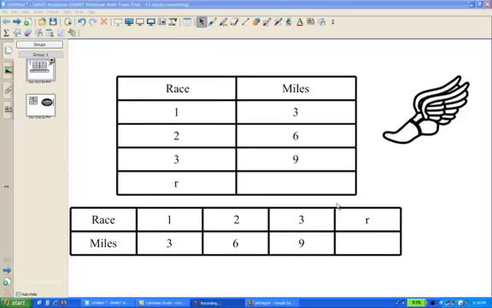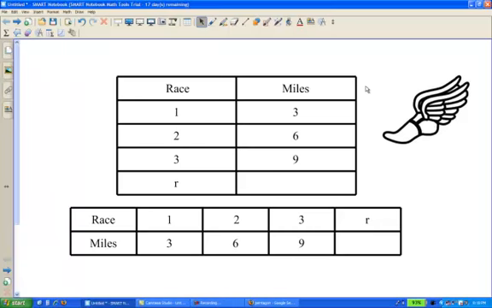A little known fact about myself, I used to love running cross country. I used to do that in high school. And each race we ran was 3 miles. So you can see here, for one race it would be 3 miles, 2 races it would be 6 miles. You get the idea. 3 races, 9 miles.